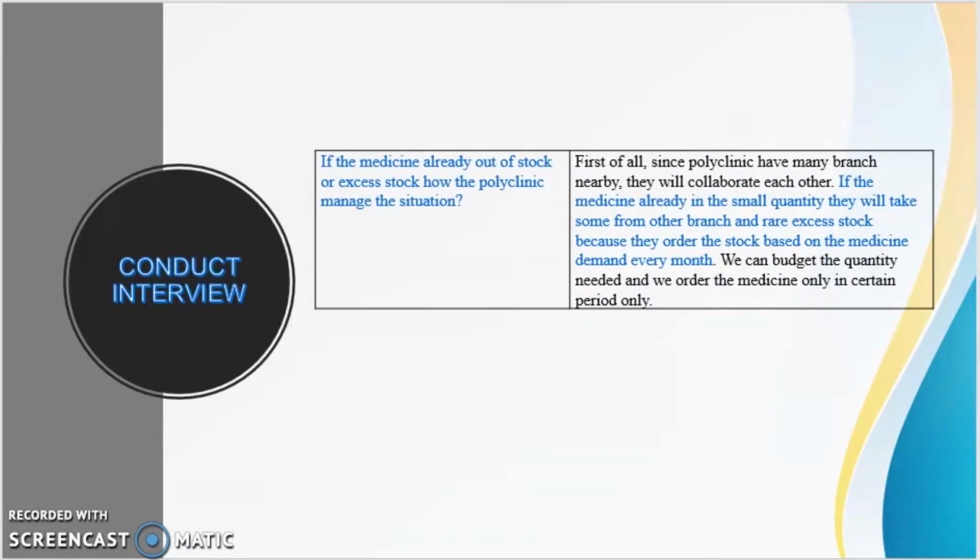Last one, if the medicine is already out of stock, how does the polyclinic manage the situation? If the medicine is already in small quantity, they will take some medicine from other branches, and out-of-stock situations are rare because they order the stock based on the medicine demand every month.